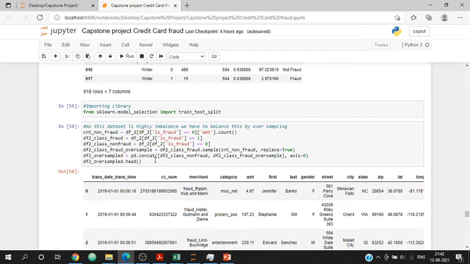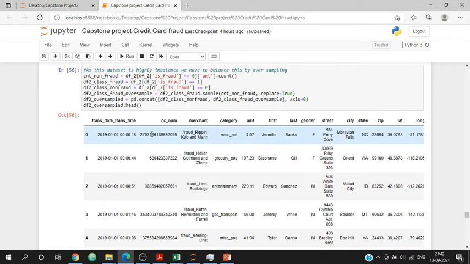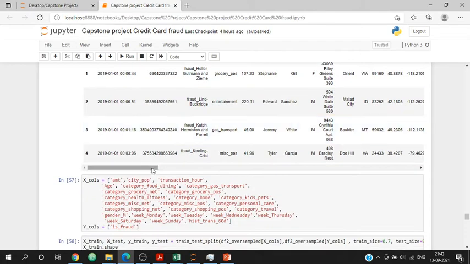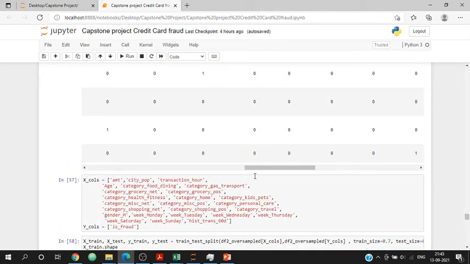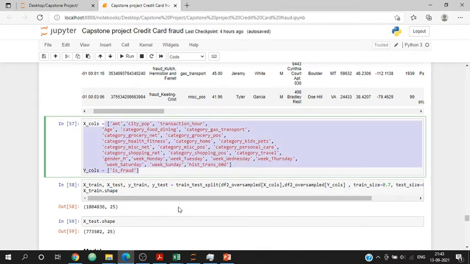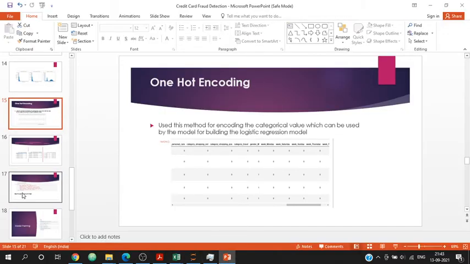Here we are importing the model selection training script. As this data is highly imbalanced, we need to balance it by oversampling. I have source code for oversampling. This is how the data looks, and the columns which I used for training are all these columns. I mentioned these columns here also.